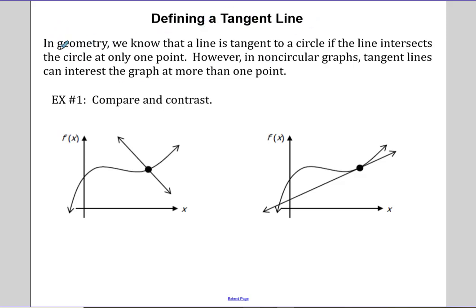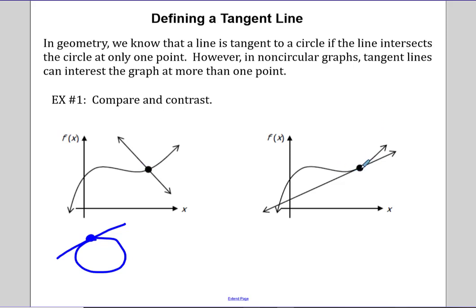So this is what I'm talking about from our past knowledge. In geometry, we know that a line is tangent to a circle if the line intersects the circle at only one point, and I'm giving that example here. But you can see this is a non-example. This is not true. In non-circular graphs, a line could intersect at one point, but that's not a tangent line. So on a circle, we can have a tangent line touching the circle in one spot. That's true for a circle, but not for some curvy graph.